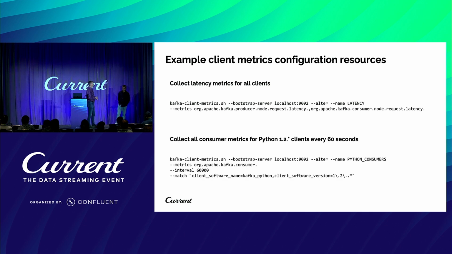So let's look at another one. This one is a rather different shape. The metrics is org.apache.kafka.consumer, so that means send me every metric from the consumer. Interval of 60,000, that's 60,000 milliseconds, so once every 60 seconds it's going to send the data. And now it has a match in this case. It says the client software name is kafka-python, and the client software version is 1.2, with some backslashes in there in order to escape it. So that will take every consumer metric from any Python 1.2 client every 60 seconds.